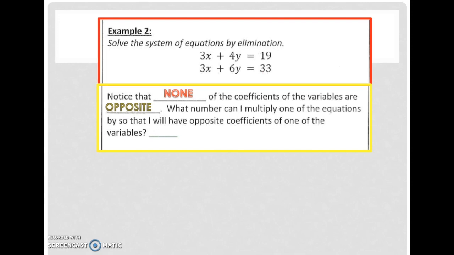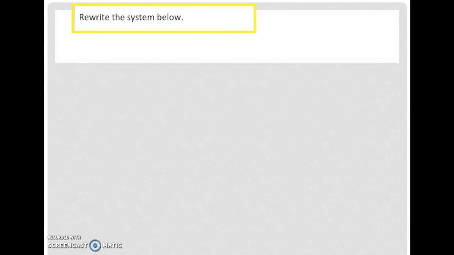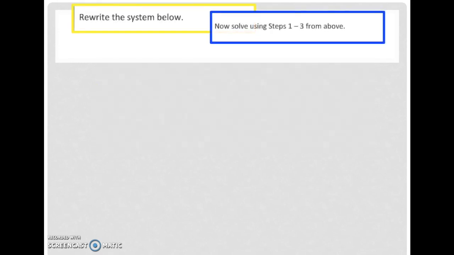So we're going to try to figure out what number I can multiply one of the equations by so that I would have that opposite coefficient. If you say negative 1, you're correct. So we're going to multiply the top equation by negative 1. Let's solve. We're going to rewrite the system below, and we're going to follow steps 1 through 3. So 3x plus 4y is equal to 19. 3x plus 6y is equal to 33. That's our original equation.